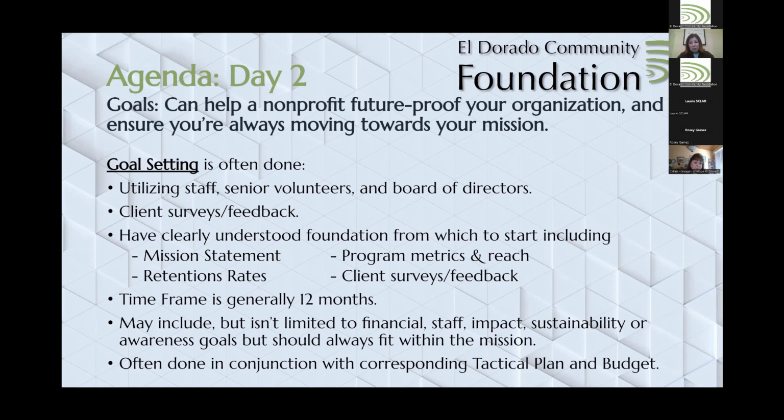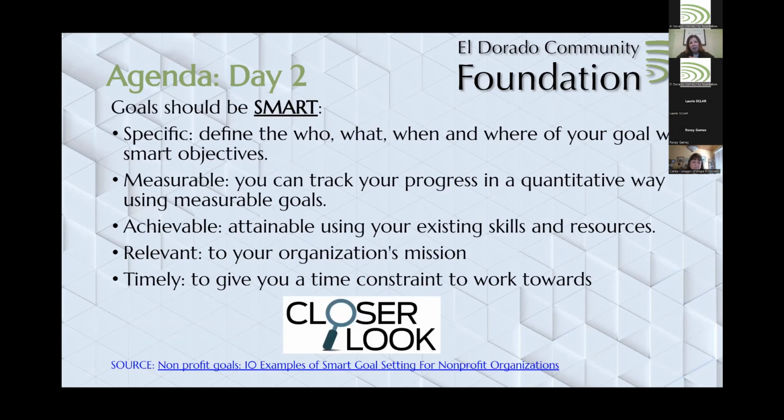So pick 1 or 2 goals for the year that you're going to track, and make sure that you have some concrete things other than just delivering your program. Goals should be SMART. They should be specific, again, who, what, when, and where. So again, I would like to grow my donor base by 5% by the end of 2023. Can I track that? Yes, by the names of my donors and the amount of donations. Is this achievable? Do I have the skill sets to do this and I'm just not applying them? Is it relevant? And is it timely?